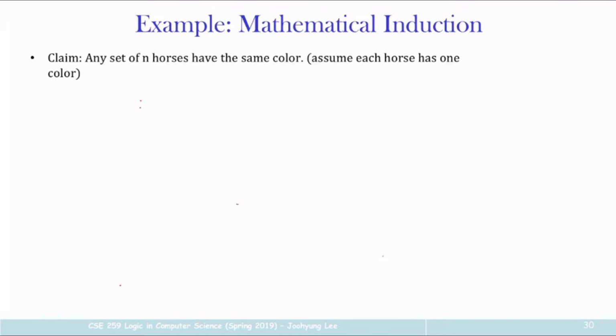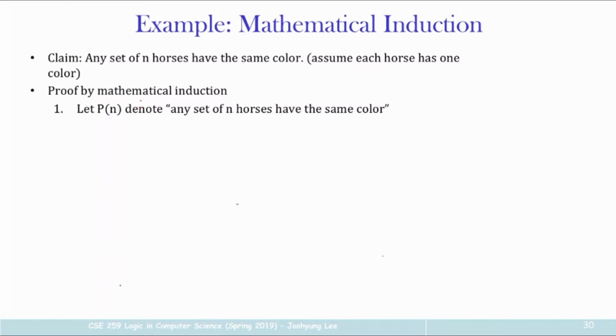Okay. So here is another proof. Any set of n horses have the same color. And we assume that each horse has only one color. So, proof by mathematical induction. We first need to identify what P of n is. P of n is a declarative sentence that has a parameter n. So the claim here is any set of n horses have the same color.